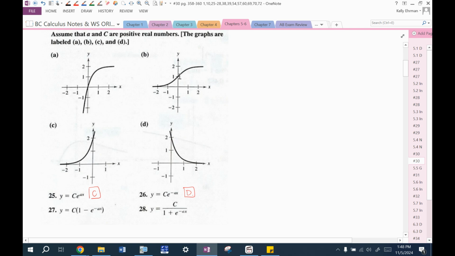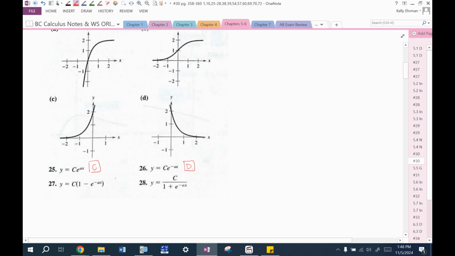You can go with y-intercepts. If you plug in 0, do you get 0 or do you get 1? I think on my answer key, I was looking at limits, which I still think would be good to do. But let's check out y of 0. That's probably a lot more efficient. C times 1 minus, let's rewrite this, 1 over e to the ax, so e to the 0. I guess it doesn't matter because you're plugging 0 in. So here I get 1 minus 1. So yeah, y of 0 is 0. So that's got to be A.